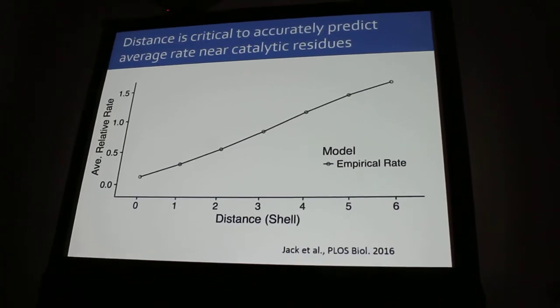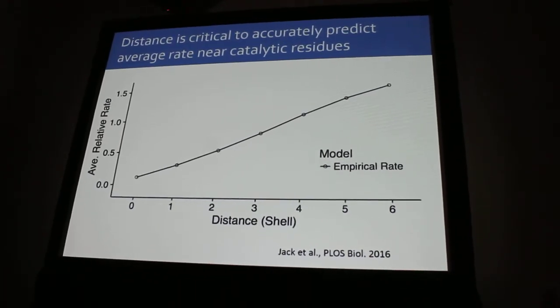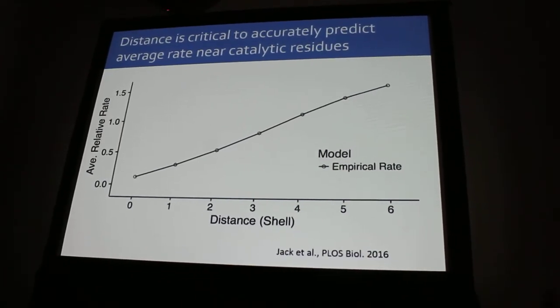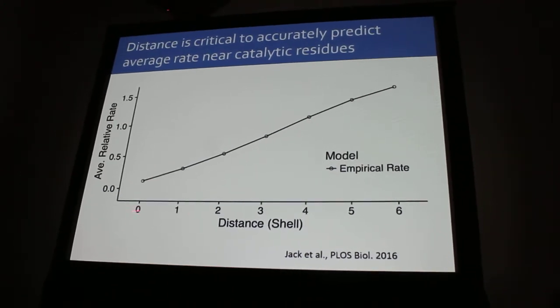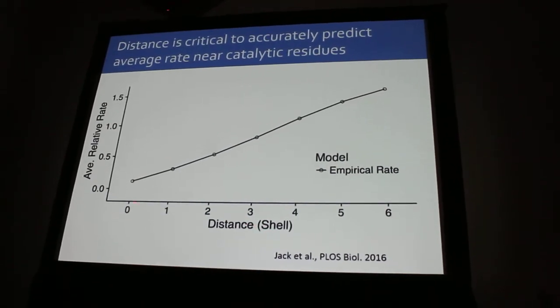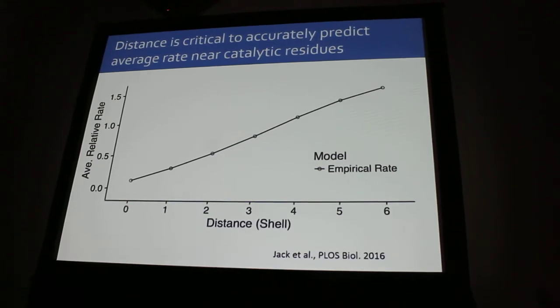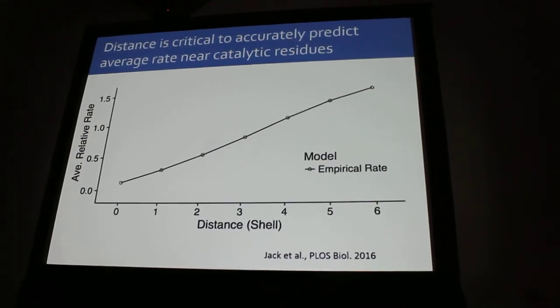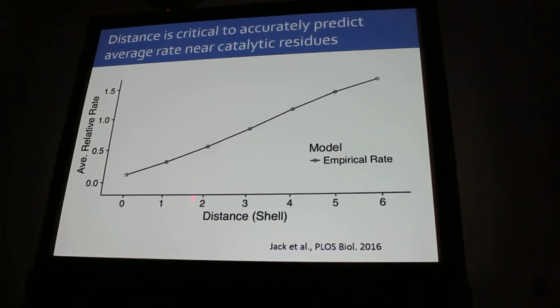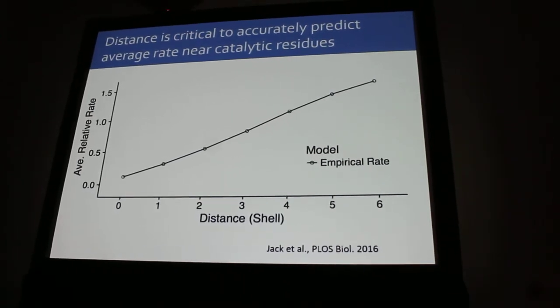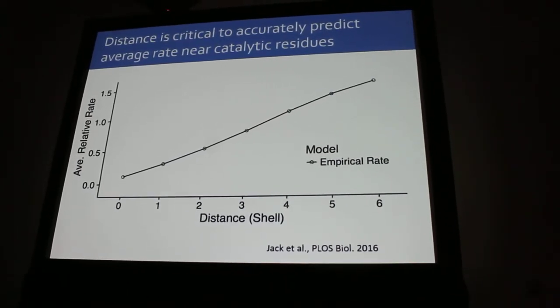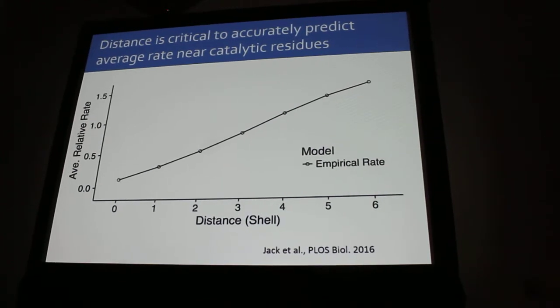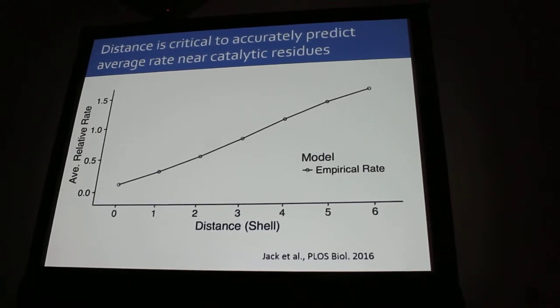So what I'm showing you here first is the average empirical rate, right? So this is the rate that you measure as a distance from the nearest catalytic residue. Now not in angstrom, but in shells, right? So number of nearest neighbors, first, second, third, and so on, nearest neighbor. And again, this is just this linear increase. The further you go away, the higher your rate.